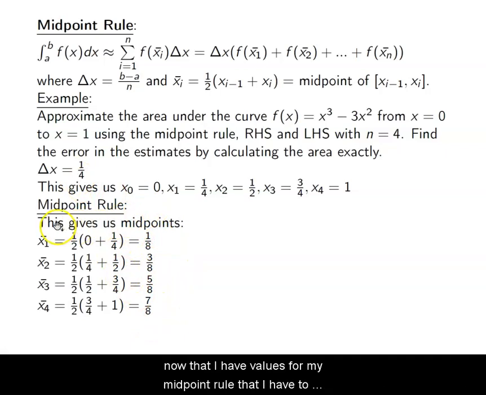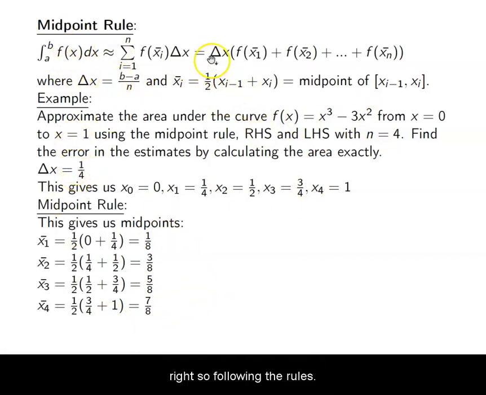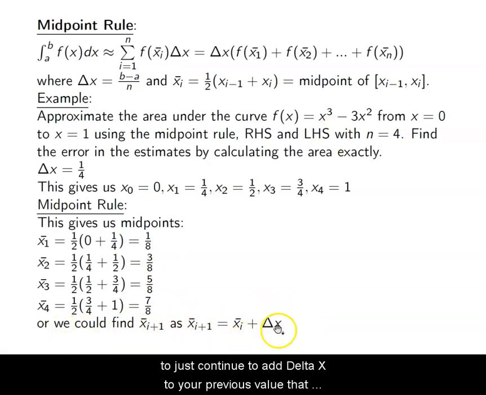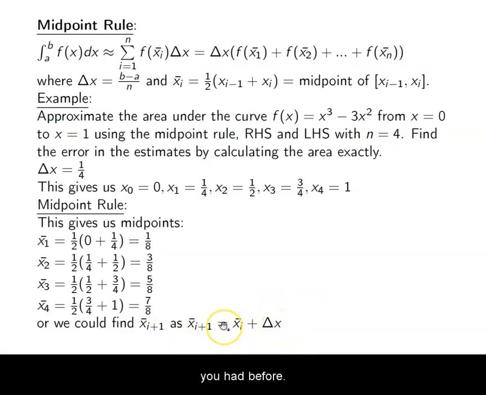So now that I have the values for my midpoint rule that I have to plug in, I have to actually plug these in. So I'm going to evaluate f at 1/8. I'll evaluate f of x at 3/8. I'll evaluate it at 5/8. I'll evaluate it at 7/8. I'll add them all together and then multiply times 1/4. So following the rule here, delta x times f of x1 bar plus f of x2 bar and so forth. So as I showed you before, another way of finding this is to just continue to add delta x to your previous value that you had before. That's all that this one says.